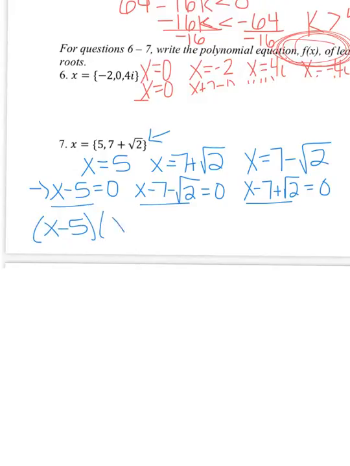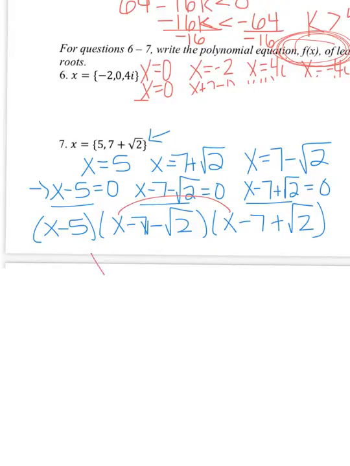So I'm going to take these three things and I'm going to multiply them. Remember, your brain can only do 2 things at once when you multiply them. So x minus 7 minus the square root of 2, x minus 7 plus the square root of 2. I'm going to multiply the conjugates together. Okay, so this gets a little messy, but it's going to clean up nice because, again, the conjugates are going to cancel the things out that we don't want.